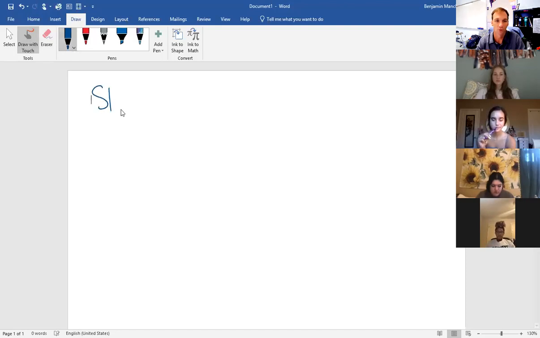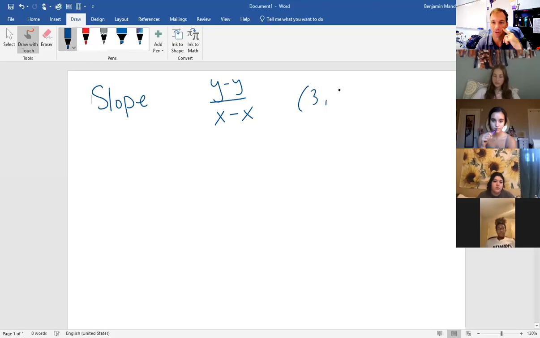Okay, so slope. Hopefully you all recognize slope as y minus y over x minus x. Right? And if we had the points, oh, maybe I can go back in here and look at this. 3, 5, and 4, -2. So between the points 3, 5, and 4, -2.